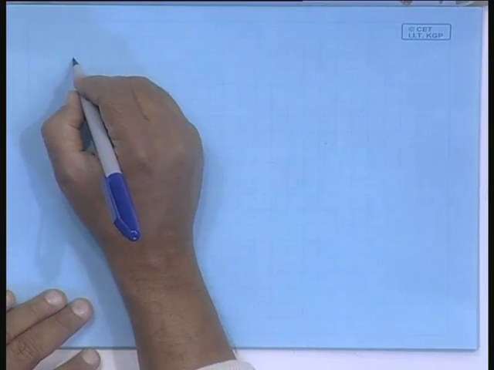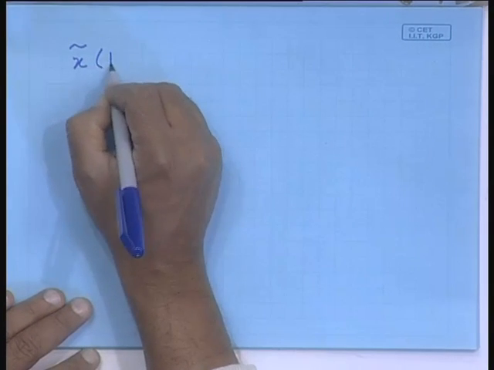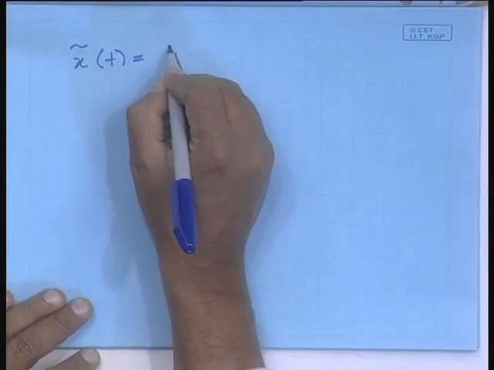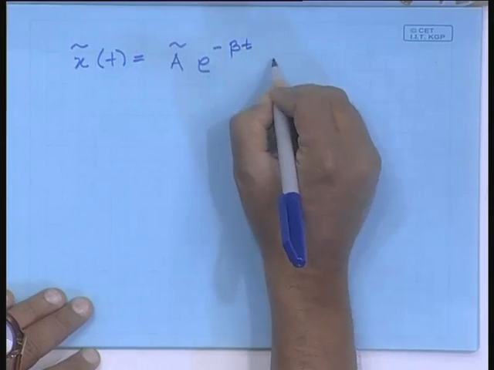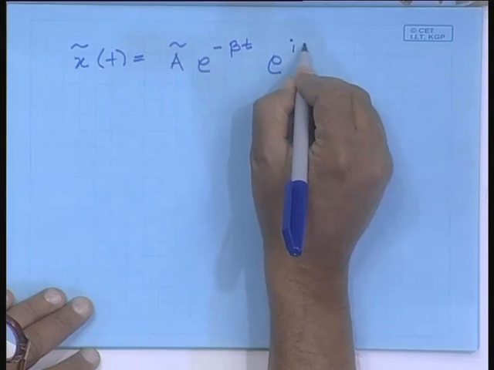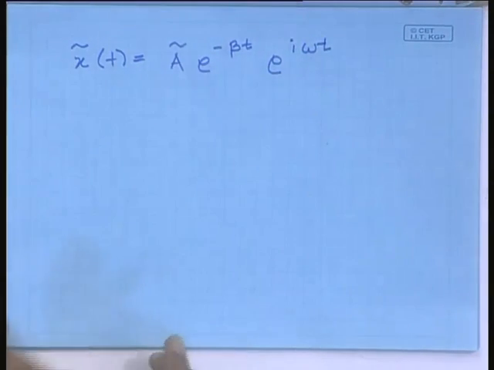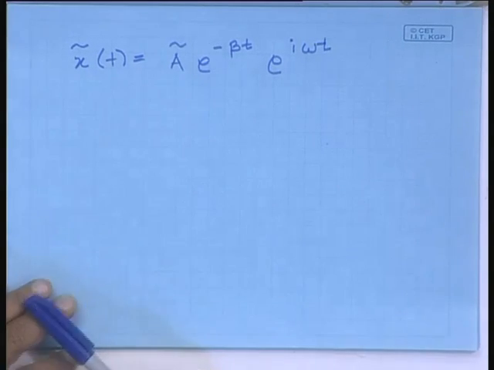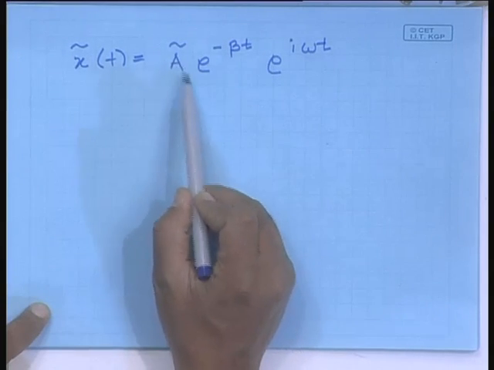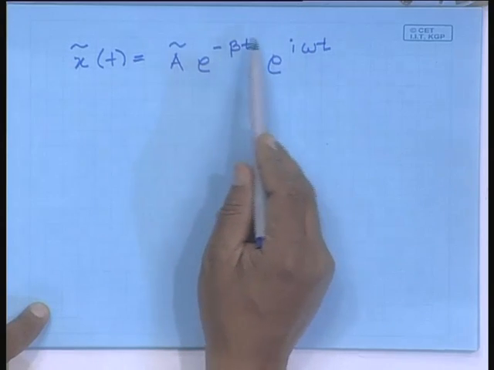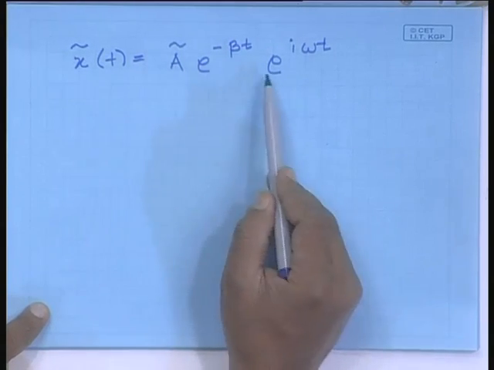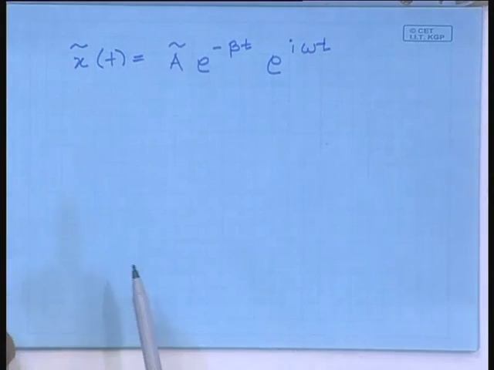So, in the complex notation, the position of the particle is represented through this expression over here, which you just saw. So, this represents the motion of an underdamped oscillator. This A tilde is the complex amplitude, and we see that the amplitude decays as e to the power minus beta t as time proceeds, and the whole thing does oscillations at a frequency omega.